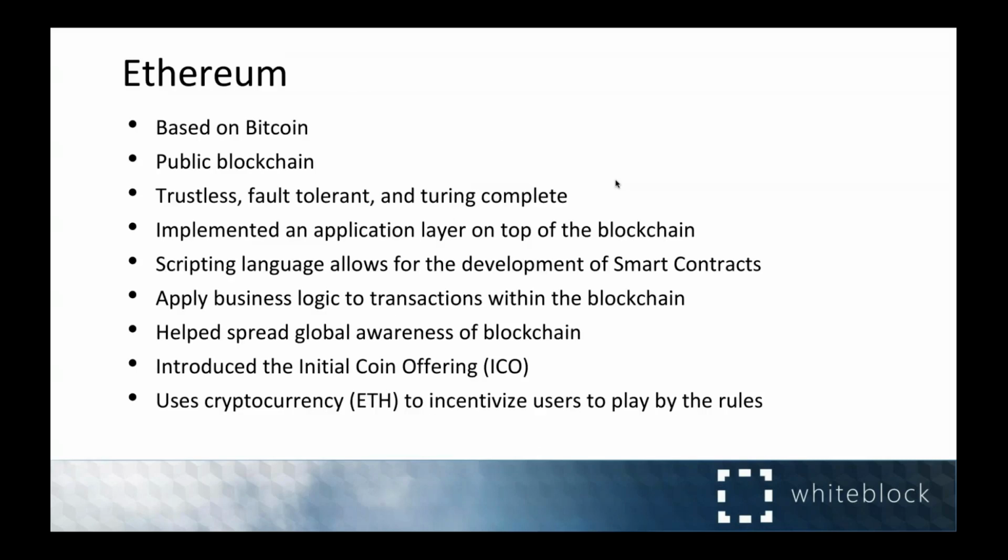So let's get into a little bit about Ethereum. Yeah, it was like blockchain 2.0, like Matthew was saying. So that was based on Bitcoin. It's a public blockchain, fault tolerant, Turing complete, implemented an application layer on top of the blockchain. So what Bitcoin did was cool. They created this foundation that everyone could build off of. And what Ethereum did was allowed users and developers to apply logic to transactions, like business logic, like this transaction will occur, the smart contract will release these funds when these environmental conditions are met.